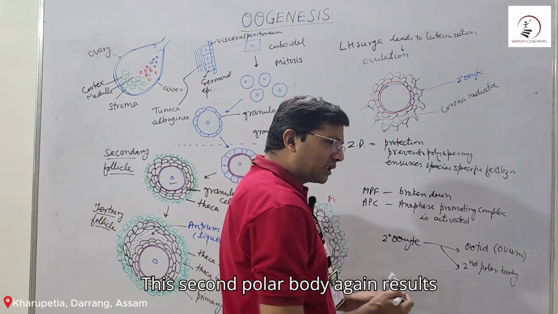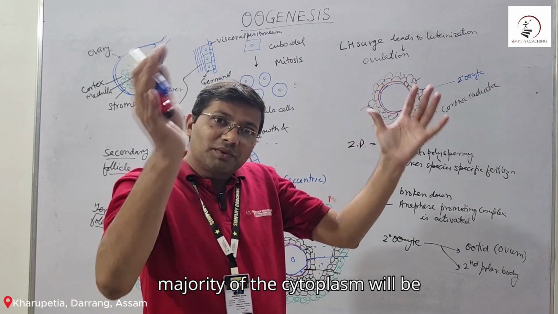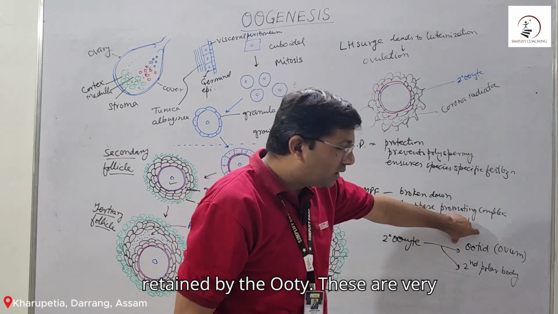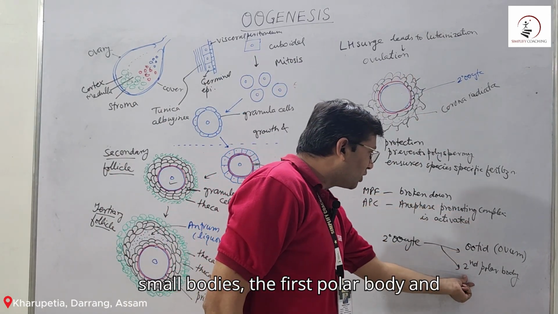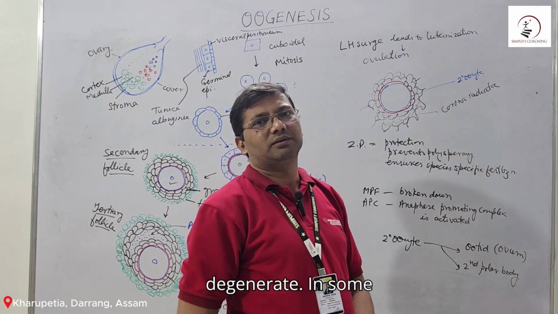This second polar body again results because of the unequal cell division. The majority of the cytoplasm will be retained by the oocyte. These are very small bodies. The first polar body and second polar body will later on degenerate.